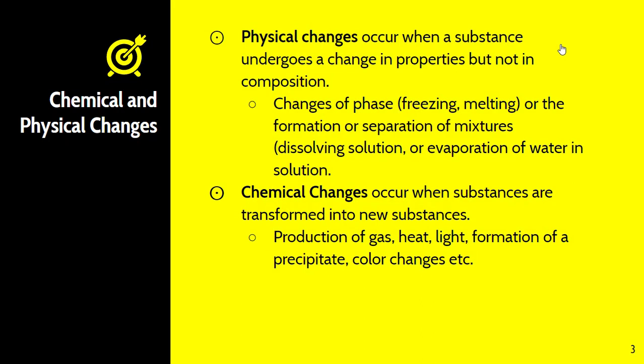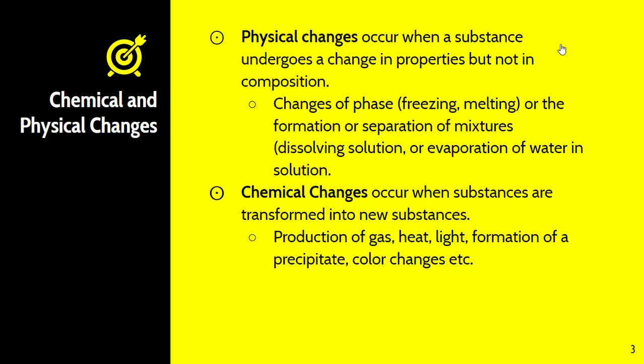So when we talk about the differences between physical and chemical changes, it seems very, very basic, but there are some subtle nuances that I want to make sure that you understand that may be asked by the AP exam. Physical changes occur when a substance undergoes a change in its properties but not in composition. That is, the chemicals do not actually undergo any type of change. You don't form any new chemicals.